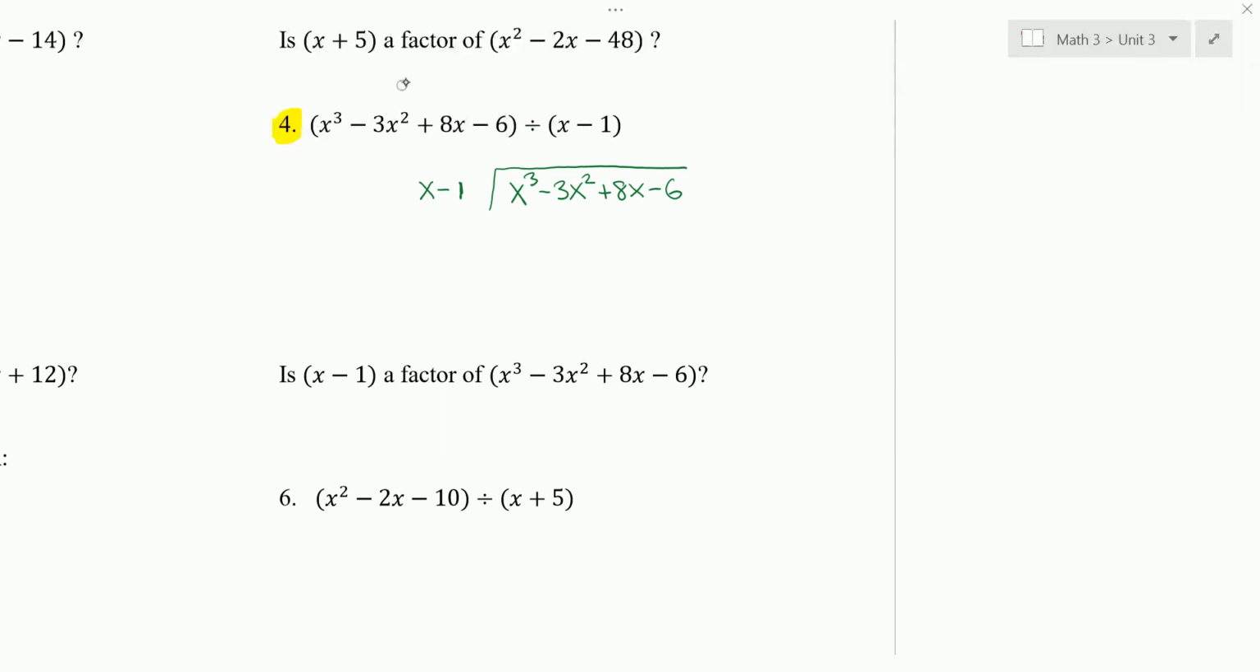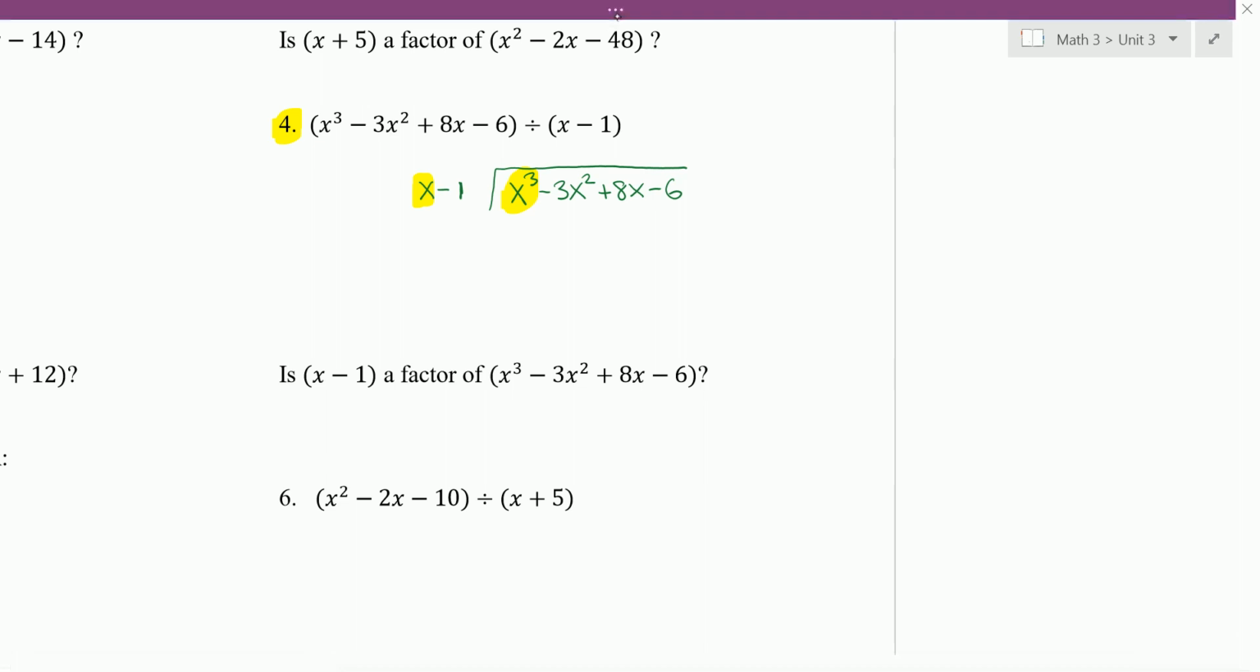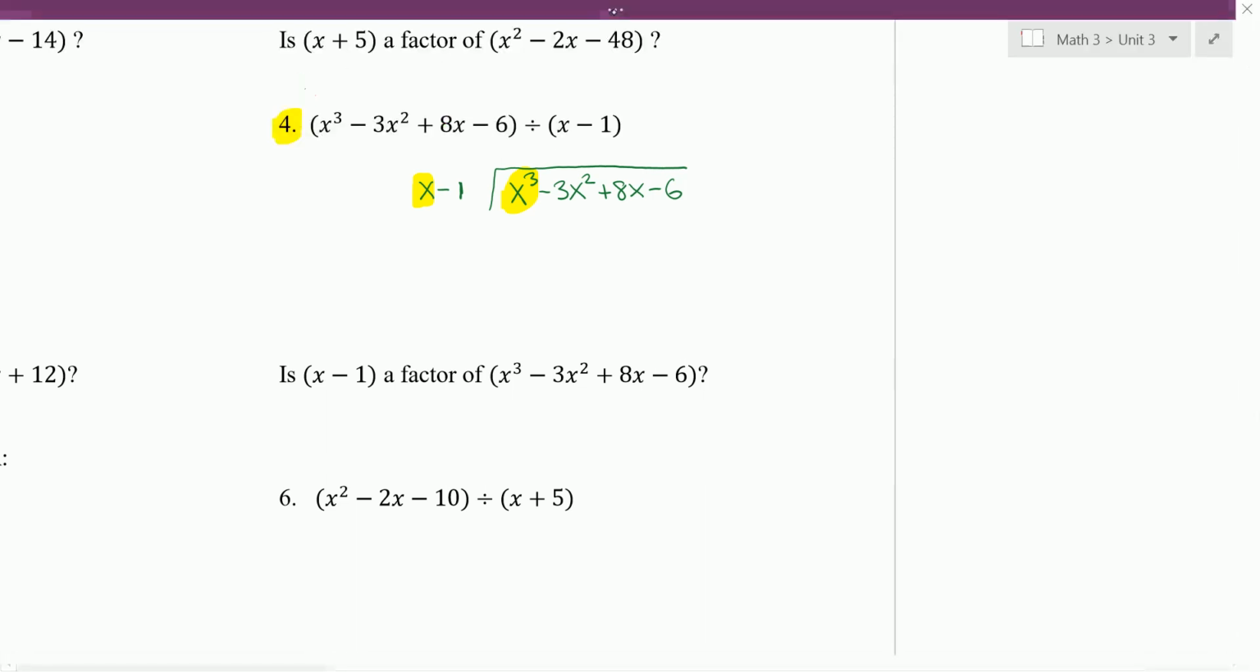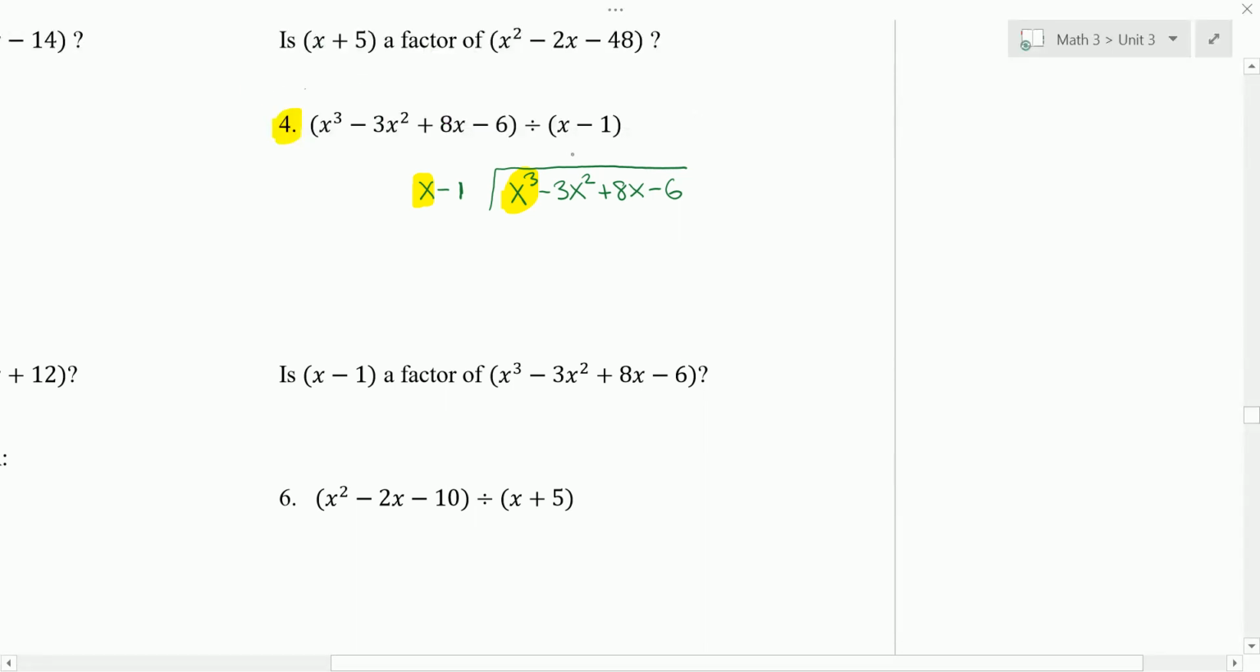And what we're going to do is we're just going to focus on the x and the x cubed alone and ask ourselves how many times, or x times what equals x to the third. And you should get x squared. And so x squared goes right above the x squared column. And then what you're going to do is distribute that x squared to x and to -1.